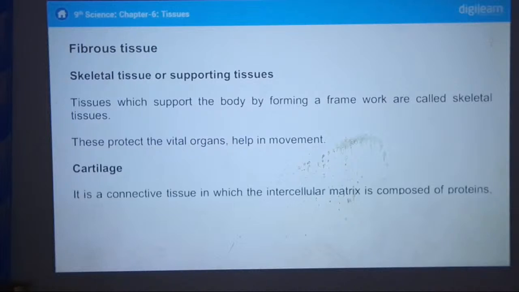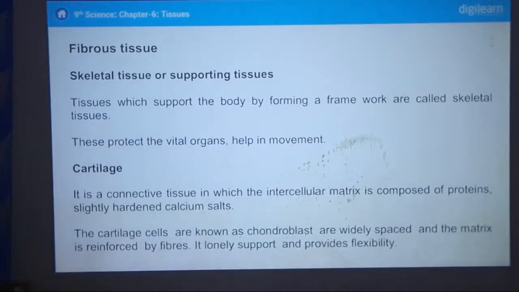Cartilage. It is a connective tissue in which the intercellular matrix is composed of proteins and slightly hardened calcium salts. The cartilage cells are known as chondroblasts and are widely spaced, and the matrix is reinforced by fibers. It closely supports and provides flexibility.